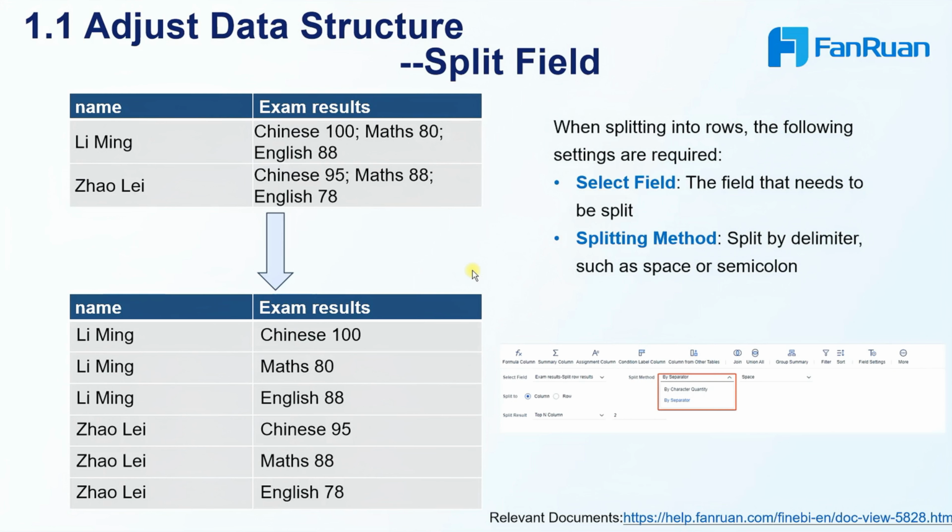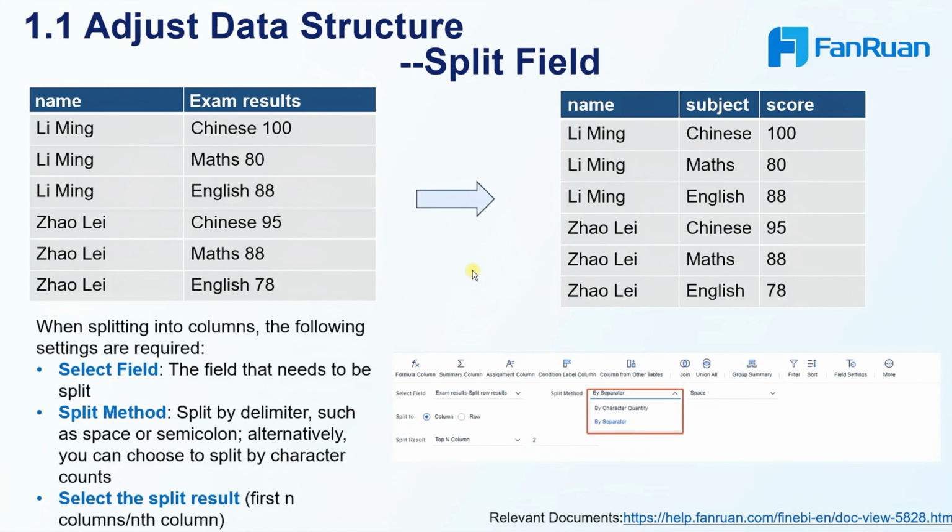However, at this point, you may notice that it's still not ideal for my analysis. The most obvious issue is that the Chinese score of 100 is combined with text, which doesn't make sense. So, we can use the split field function again. This way, we can separate one field into two fields. The second difference is that after splitting, you can choose which columns you want to keep. For example, in this scenario, we definitely need both the subject and the score fields, so we can choose to keep both. At this point, the data structure is much better.